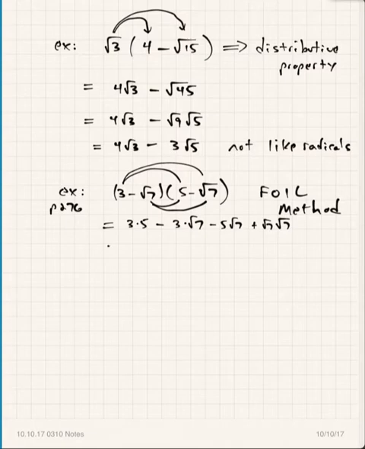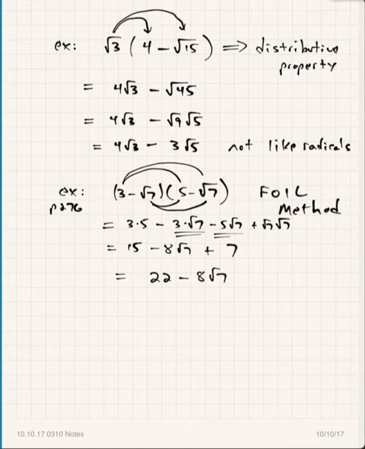And so you end up with 15. Notice these radicals are like radicals, and so that would give you negative 8 square root of 7. And then the square root of 7 times the square root of 7 would be the square root of 49, which is 7. Remember, when you multiply a square root by itself like that, you just end up with the number underneath the square root. And so that gives me 22, 15 and 7, minus 8 square root of 7. And then you're finished.